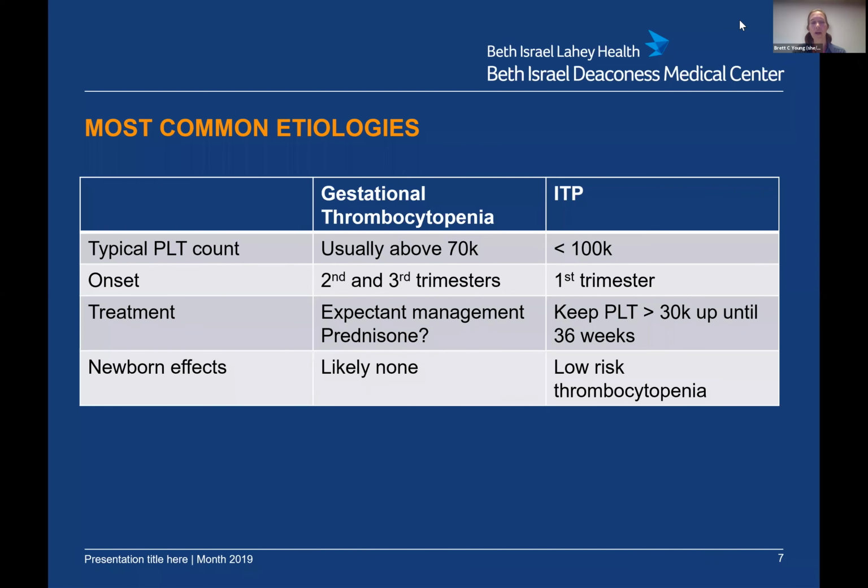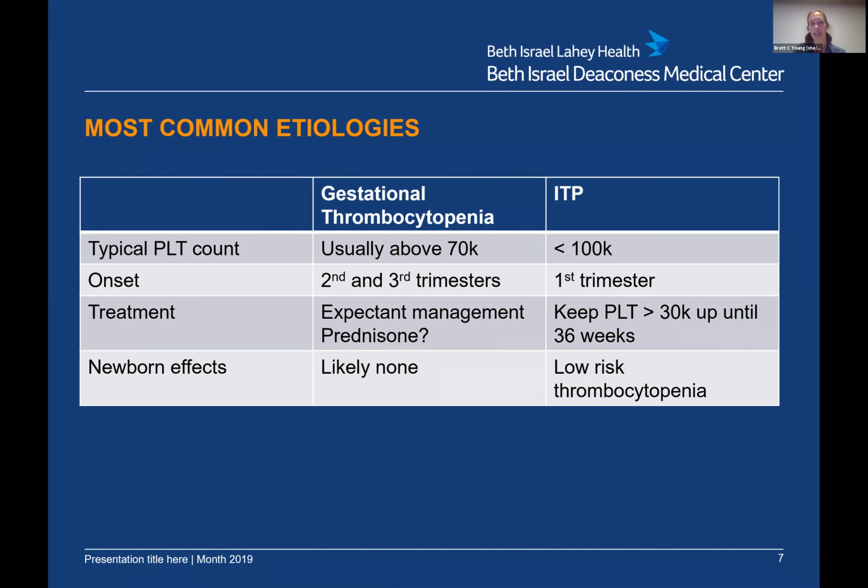So as we spoke about, two of the most common etiologies, I'm not going to talk about preeclampsia or HELLP syndrome today, but two of the most common etiologies for thrombocytopenia are gestational thrombocytopenia and ITP. When we think about gestational thrombocytopenia and ITP, it's really helpful to think through, knowing that ITP is a diagnosis of exclusion. Do we think that this is more ITP, or gestational thrombocytopenia?